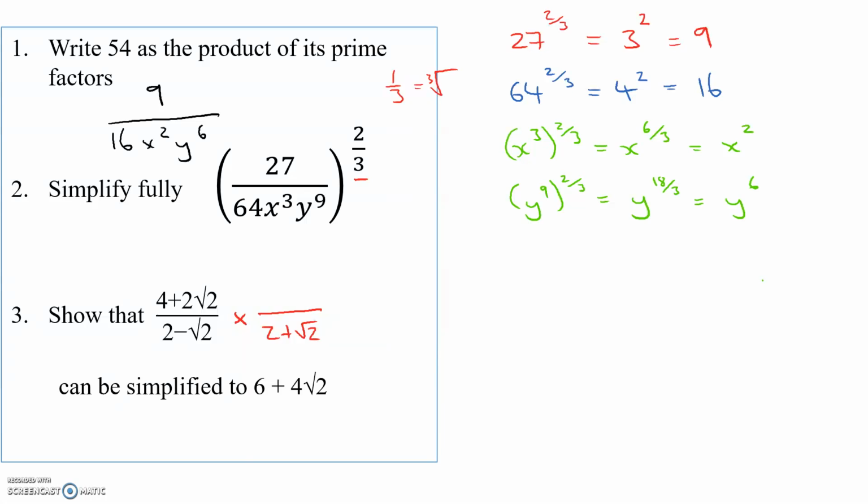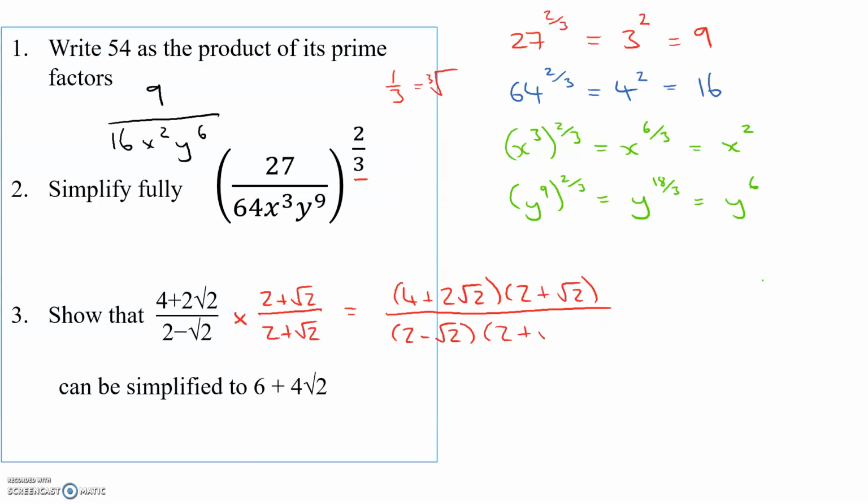If we multiply the denominator by 2 plus root 2, we've got to multiply the top by 2 plus root 2. So let's give that a go. That means on the numerator we've got 4 plus 2 root 2 multiplied by 2 plus root 2. And on the bottom we've got 2 minus root 2 multiplied by 2 plus root 2. We now need to either FOIL it or grid method it, whichever method you choose, same for the numerator and the denominator.